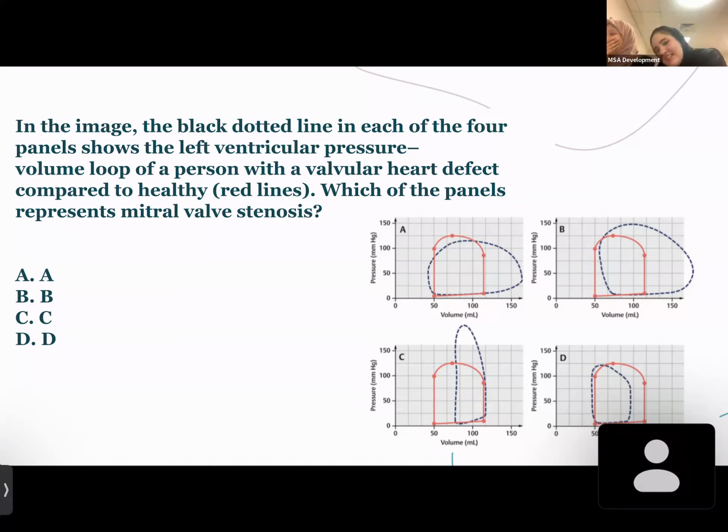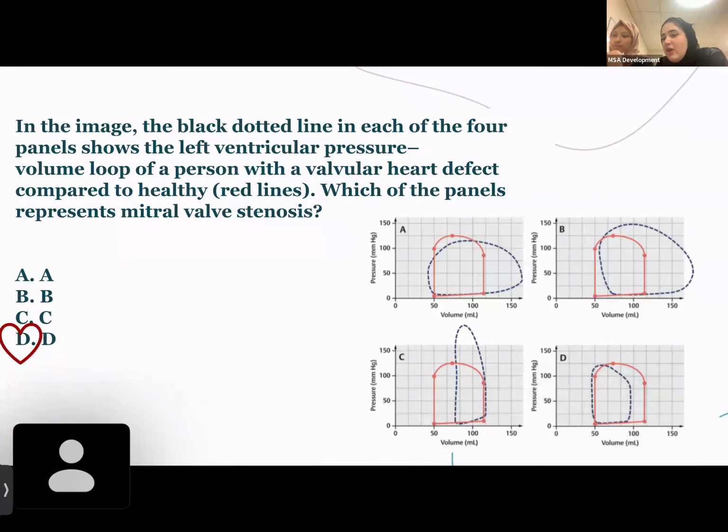So the right answer is D. Yeah, it is D. Do you really have to explain this? We explained it so much. Honestly, for mitral valve stenosis, look at where the mitral valve usually opens. Open here, yeah. Stenosis is narrowing, right? So basically, it usually opens right here, right?